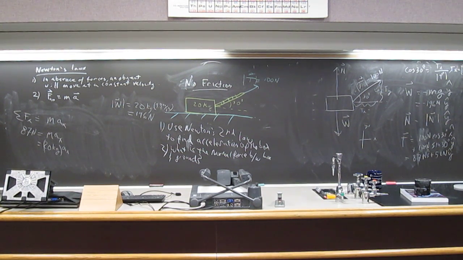So what would be the acceleration in the x direction? 4.33 meters per second squared. Yeah, divide both sides by that 20 kilograms. So what was that again, Samantha? 4.33 meters per second squared is equal to the acceleration in the x direction.